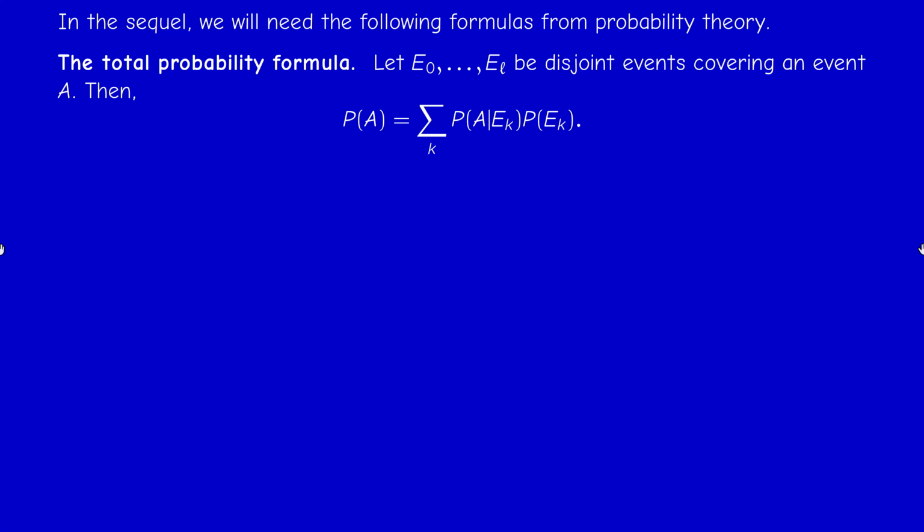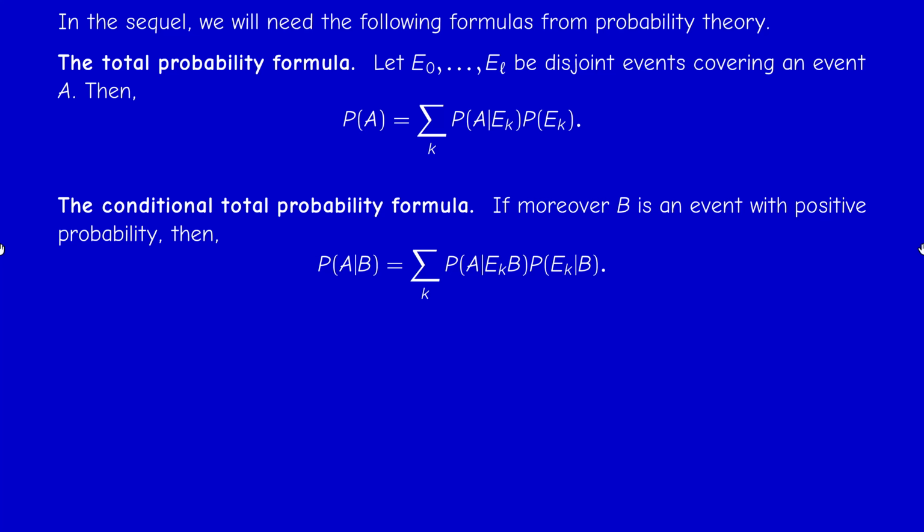Now, this formula is not difficult to prove. We shall prove actually a more general formula, which is called the conditional total probability formula. If A is covered by E0 up to EL, and moreover, B is an event of positive probability, then the conditional probability of A given B is the sum, as before, of the conditional probability of A given EK and B, this is the intersection here, and it's assumed to be positive, times the conditional probability of EK given B.